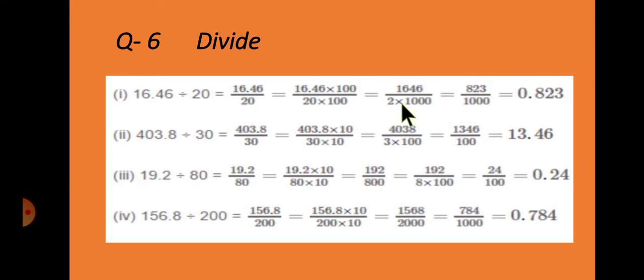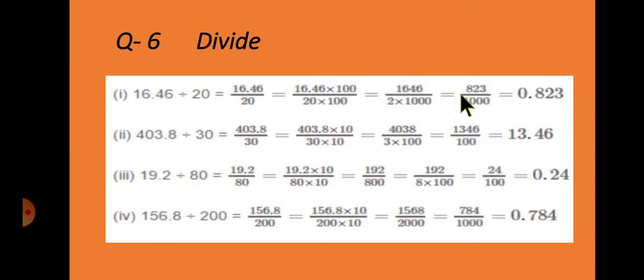So our dividend becomes 1646, and our divisor, when we multiply 20 by 100, we will get 2000, because 20 is there and 10. So to multiply by 1000 we can write in this form also. So we will divide 1646 by 2. So 2 ones, directly you can divide.